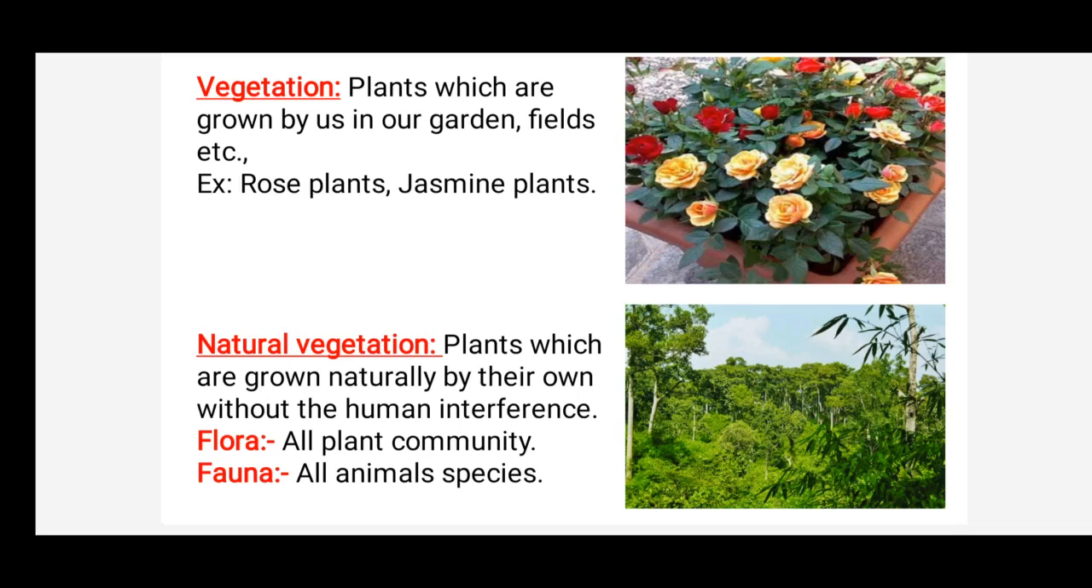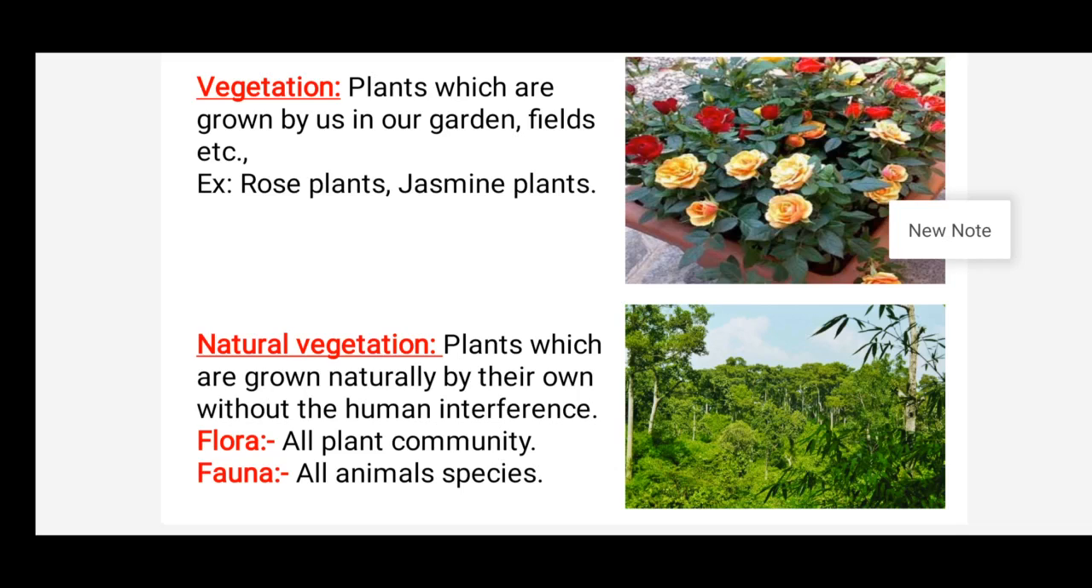Even crops in the field are also vegetation, because they were grown by farmers. What is the meaning of natural vegetation? Natural vegetation is nothing but the plants or the trees which are grown by themselves without the help of human beings. They grow by themselves. So such kind of vegetation is called natural vegetation because they grow themselves naturally.